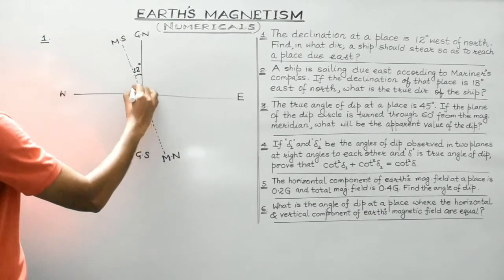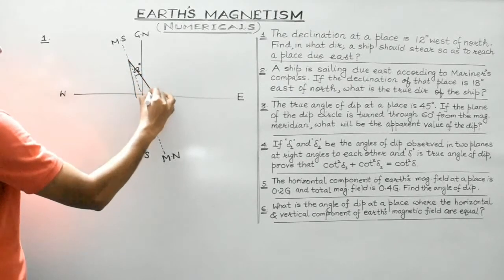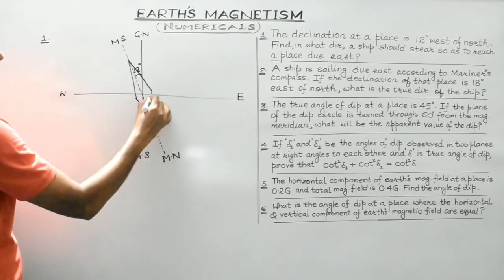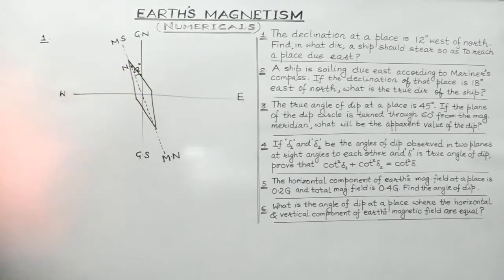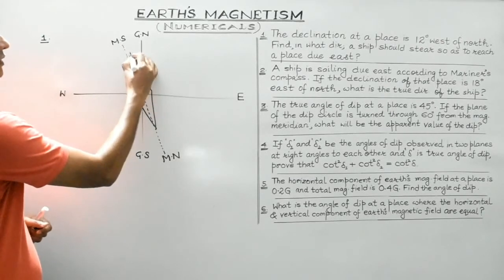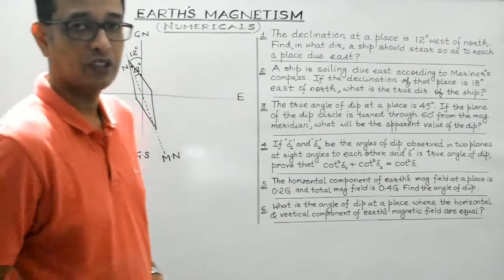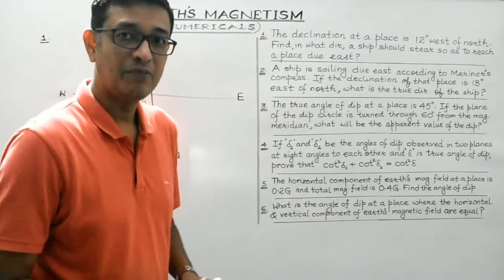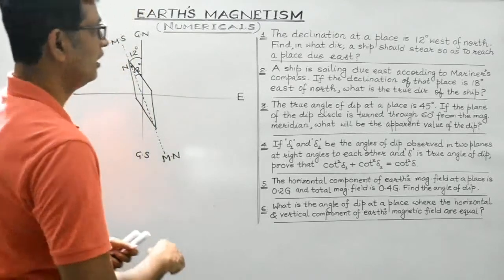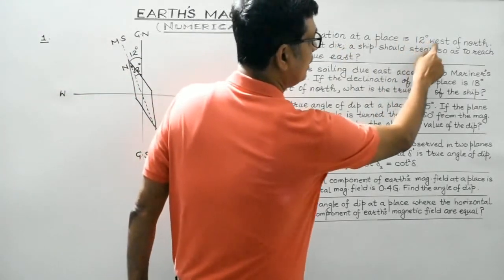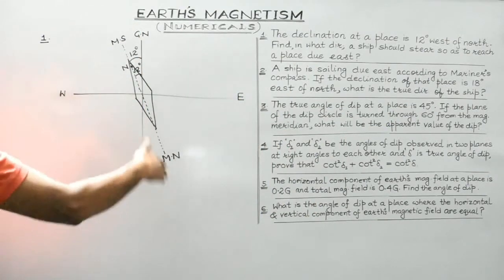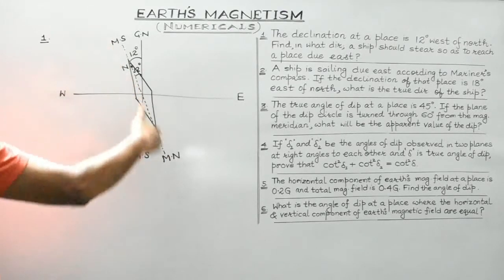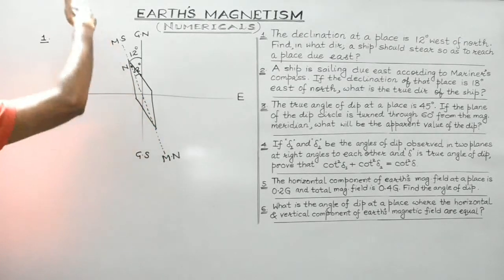So this is the mariner's compass, and this is the mariner's compass needle. This must be the north pole of the magnetic compass needle, and this is the magnetic axis. Clear, students? And this angle is given to be 12 degrees. Again I repeat, students, magnetic declination is the angle between the geographic meridian and the magnetic meridian. So here the declination at the place is given to be 12 degrees west of north. So this is where the ship is actually heading.